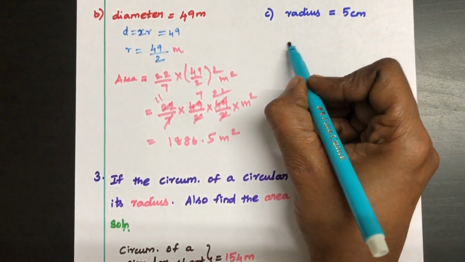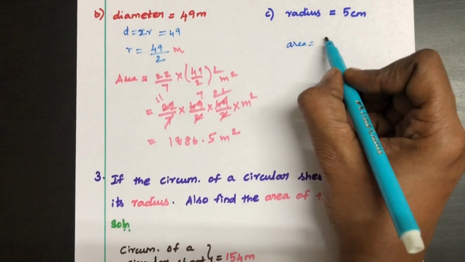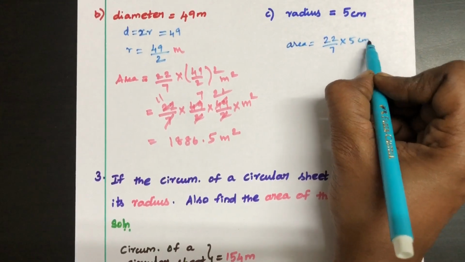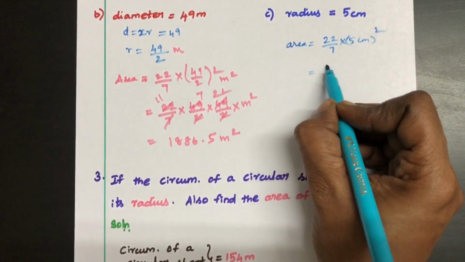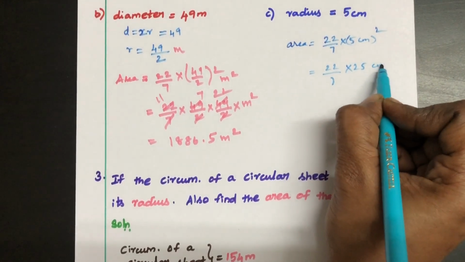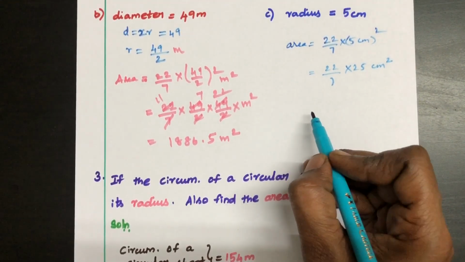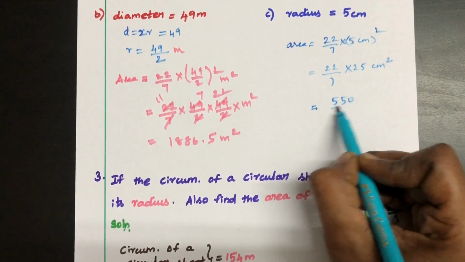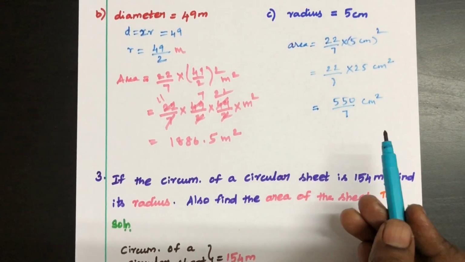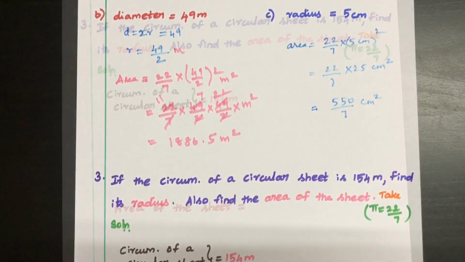Now radius is equal to 5 centimeter. So area is equal to pi, 22 by 7, into 5 centimeter the whole square. So 22 by 7 into 25 centimeter square. This is equal to 550 divided by 7. You can give it as a fraction or you can give it as a decimal value, whatever.